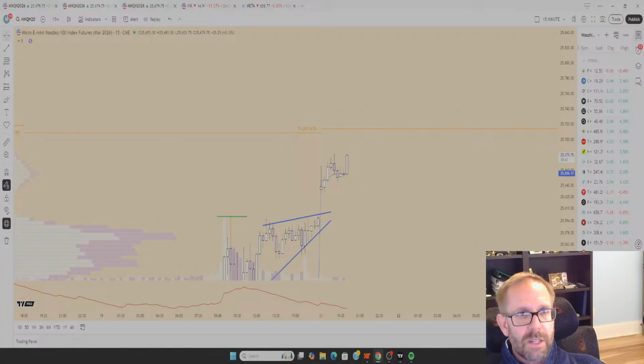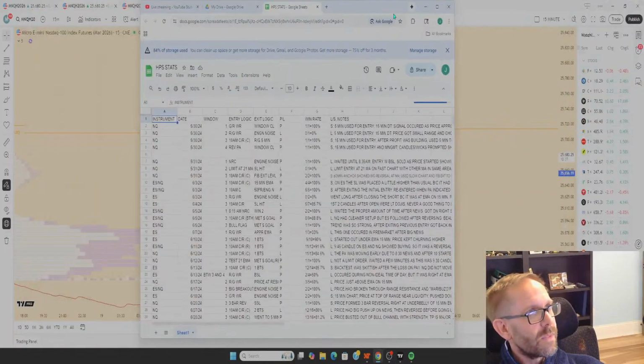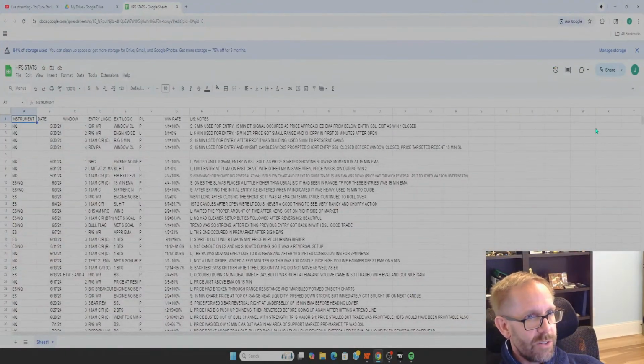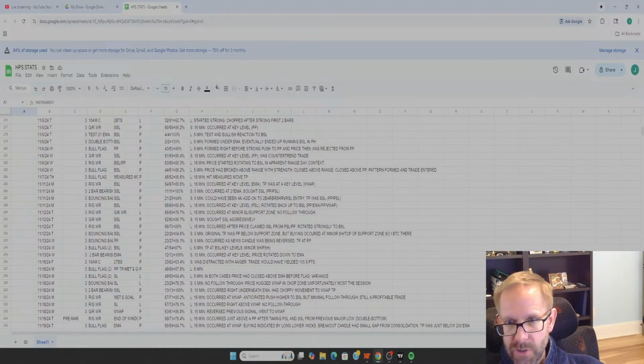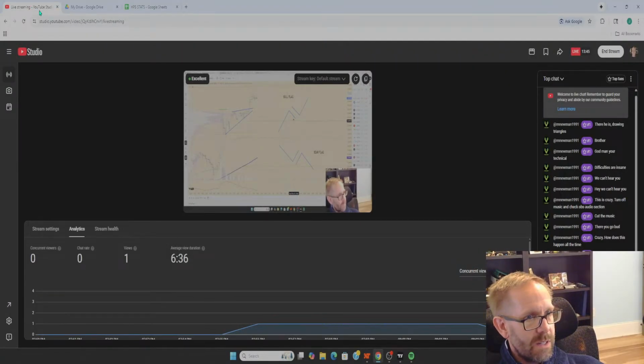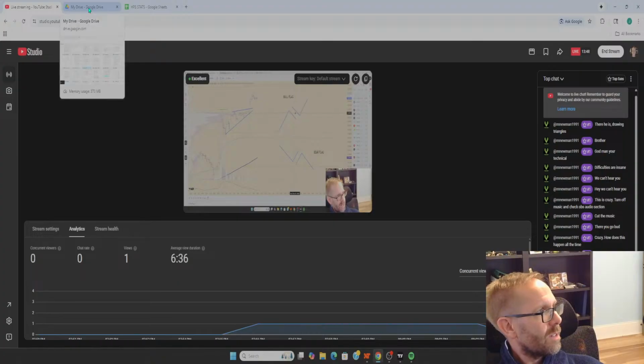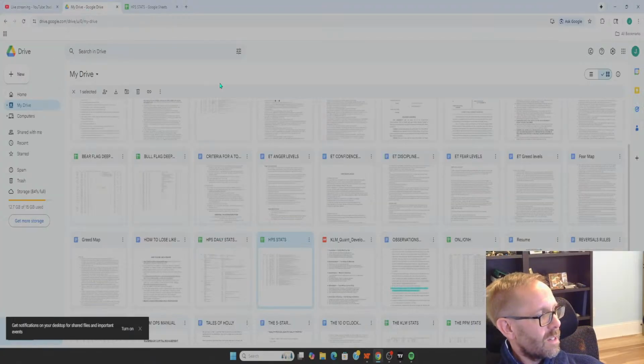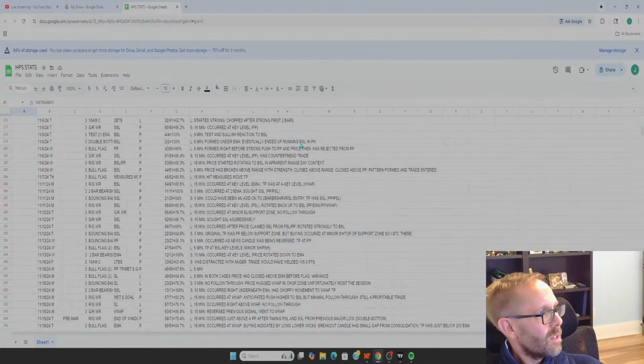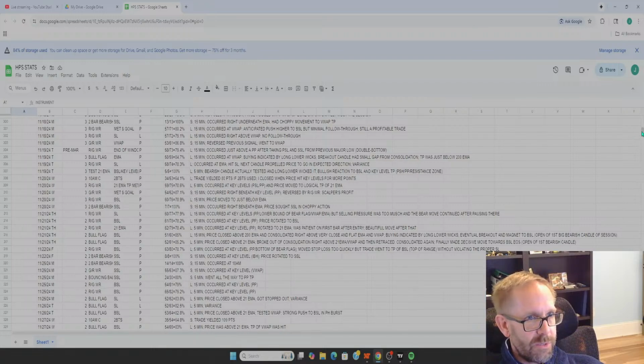Let's see. All right. My flag research. This is my research for all of my high probability signals. Hey, where'd it go? There it is. Okay. Now we're cooking. Okay, so we found the latest with flags.